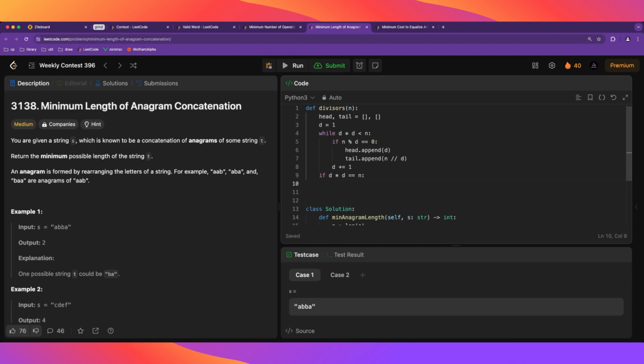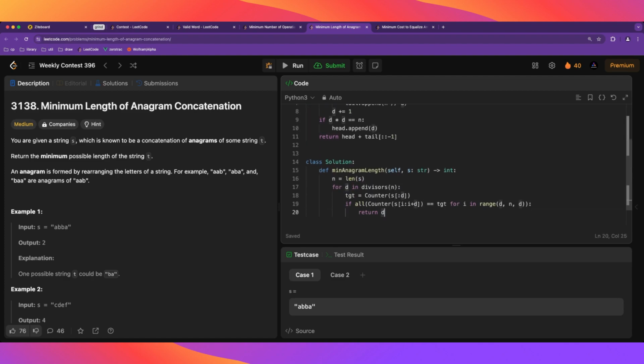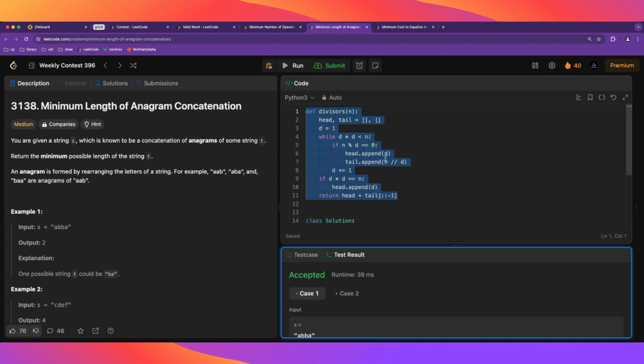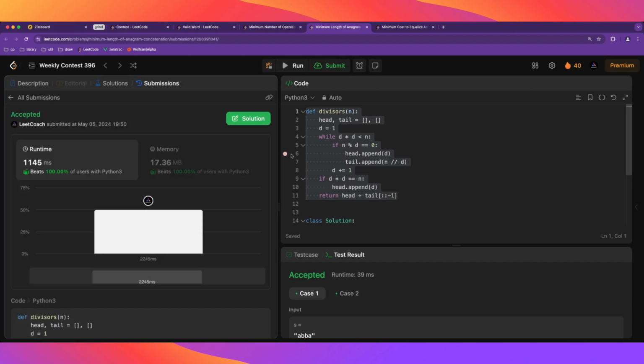So here, in this case, we add d also as a divisor, and here we return head concatenated with the tail reversed, right? Because we added to the tail from the largest to the smallest. And so now we have our divisors, and this is the code. But remember, you should have this in a template. I'm very used to writing this code, so I don't usually copy paste it, but don't do what I do. I think it's better to just copy paste it in a contest.